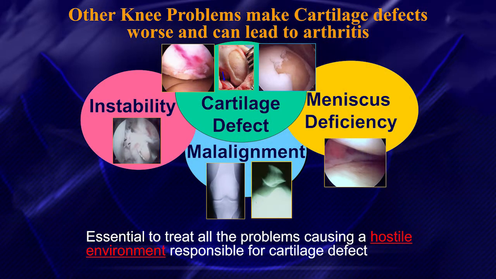So this slide just really shows the overlapping pathology that occurs inside the knee. Cartilage defects, of which there's a picture of 3 different kinds there, are affected by instability, that's ligament problems. Meniscus deficiency, if you've lost your meniscus before, increases the load in the knee and makes it a hostile environment. Or malalignment, such as bow-legged, or the kneecap coming out of place, as it shows in those 2 x-ray pictures. All these things have to be treated, addressed, and optimized in order to have a chance of repairing the articular cartilage.